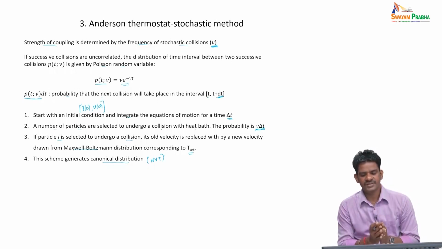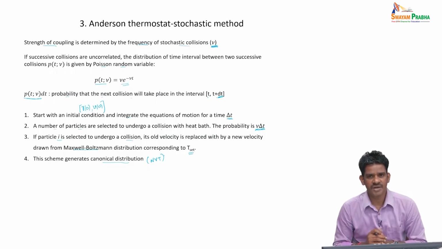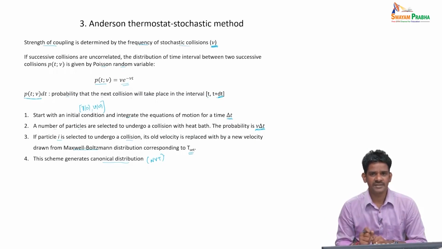So we call this a stochastic method, because here the coupling between the system and surroundings is not deterministic. We randomly choose a certain particle and then check, over a time step delta t, whether the given particle can undergo a collision with the thermal bath or not. We decide that based on some random number generation. If so, we delete its current velocity, take a velocity sampled from a Maxwell distribution, and reassign it. When you do this over and over, we find that the velocity distribution follows a Maxwellian distribution, which is a true representation of a constant temperature simulation.